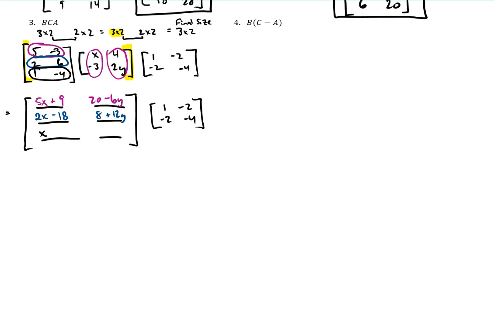1 times x would be x. Negative 4 times negative 3 would be positive 12, so plus 12. And then we have 1 times 4 is 4. And then negative 4 times 2y would be minus 8y.